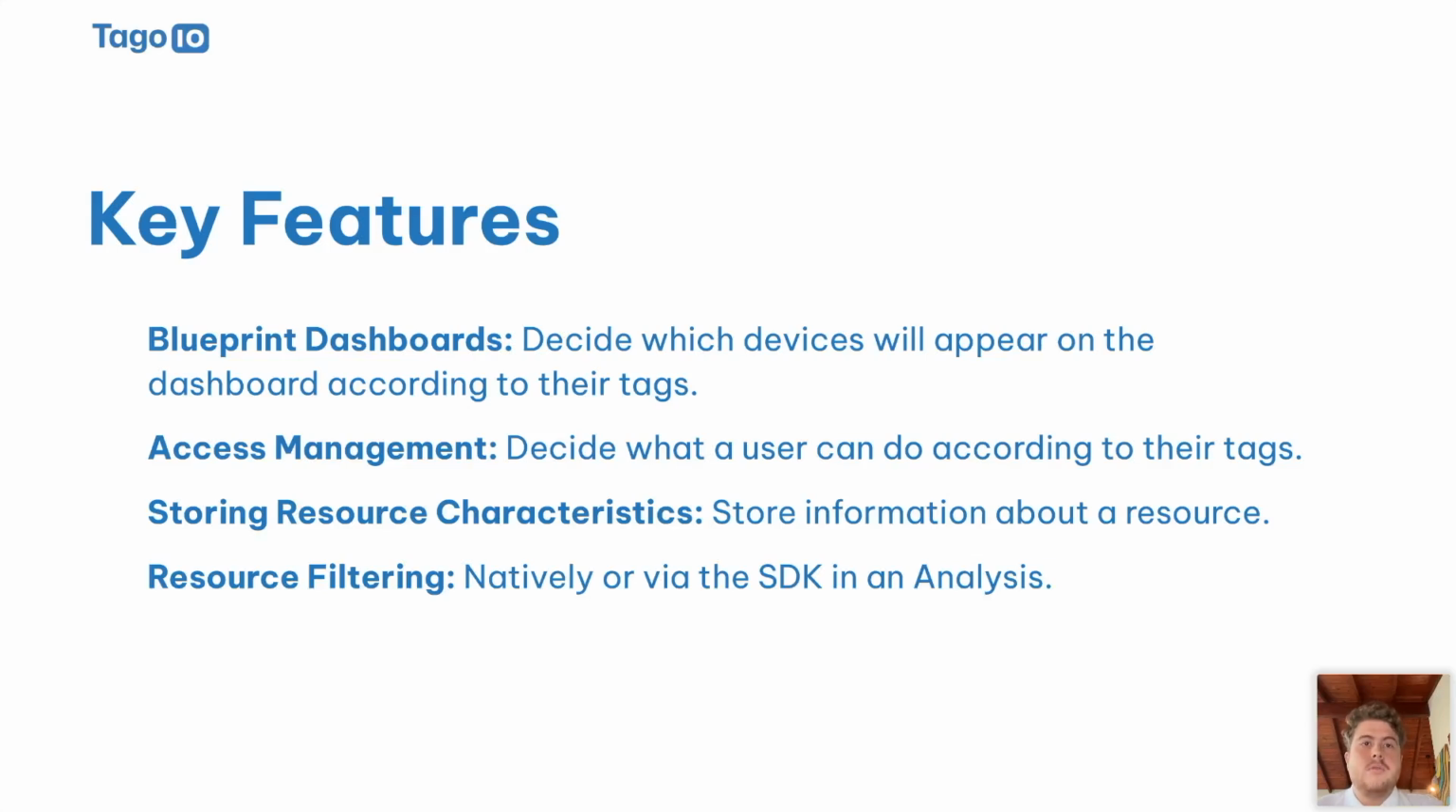You can also store resource characteristics. So you could, for example, use the device list widget or the user list widget, and you can show specific tags of that user or device. And you can also do resource filtering either natively in TagoIO using our interface or via the SDK in an analysis.